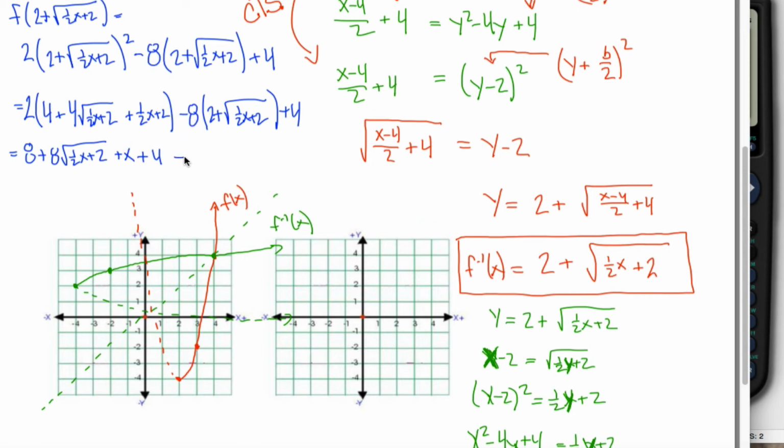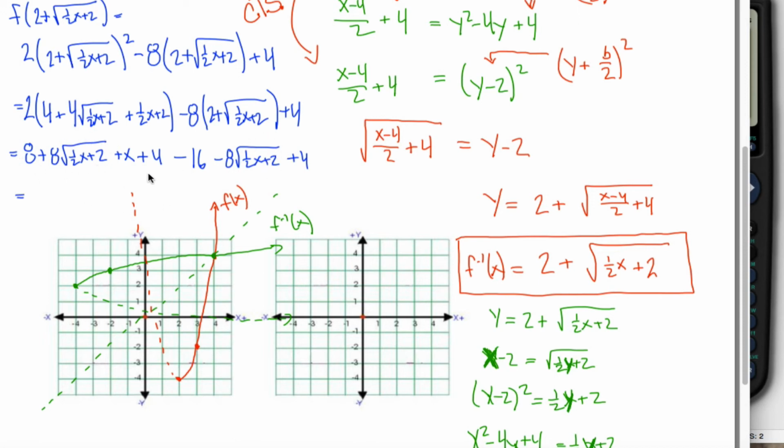And then take this -8 and distribute it through. -8 times 2 is -16. -8 times the square root of 1/2 x plus 2 is -8 times the square root of 1/2 x plus 2. And then you got this plus 4 here. What a mess. Actually, it's not, because this term and this term cancel out.